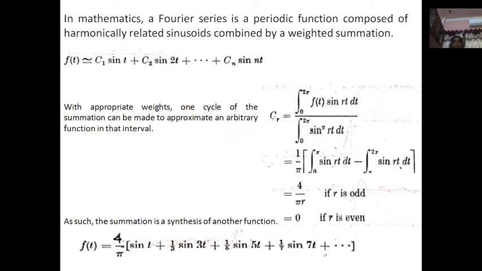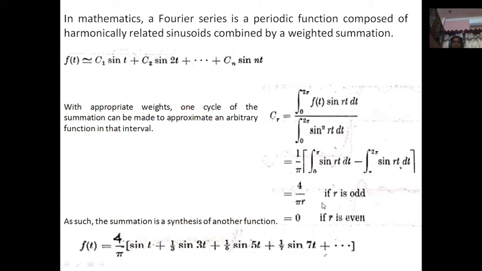If this is the Fourier expansion, how are you going to find the coefficients c1, c2 and so on up to cn? Those are cr equal to the integral from 0 to 2 pi of f of t sin rt dt, divided by the integral from 0 to 2 pi of sin square rt dt. By solving this integral, we get these coefficients to be 4 by pi r if r is odd, and 0 if r is even.